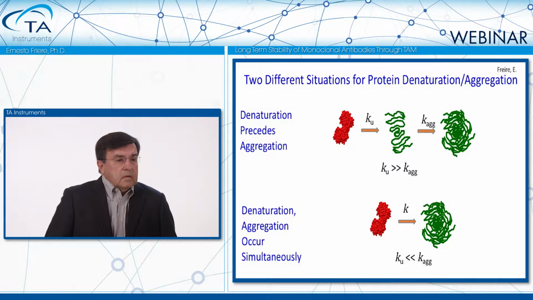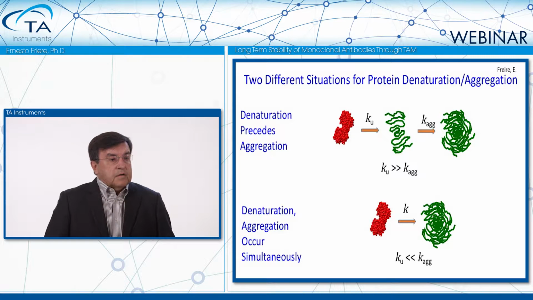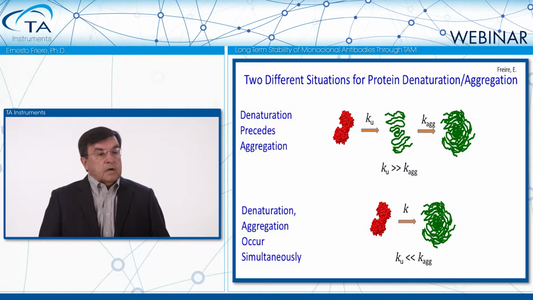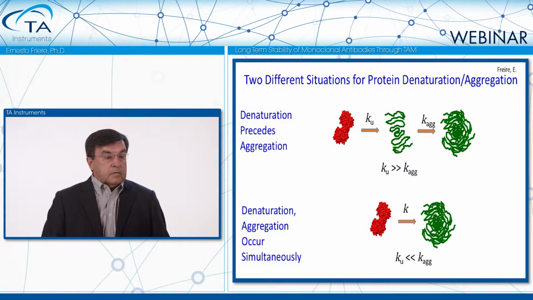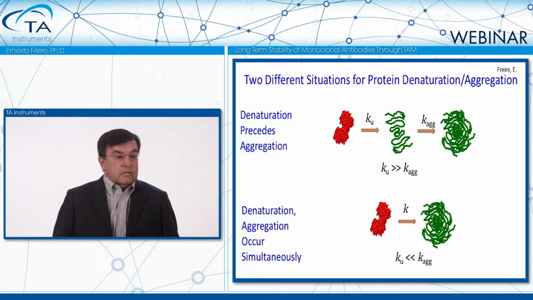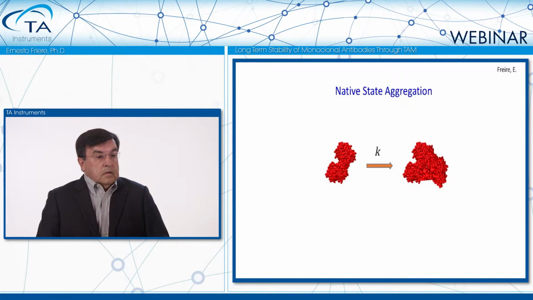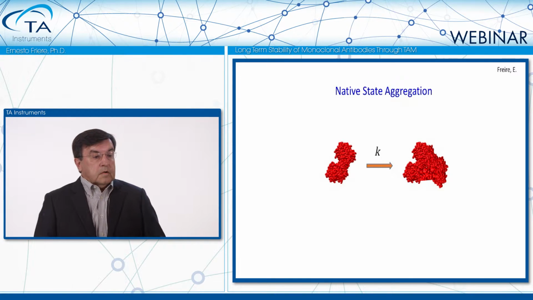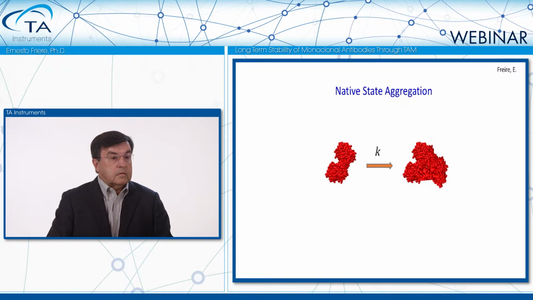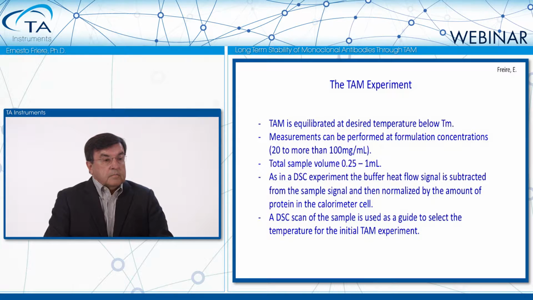So you can think of different scenarios that can occur. For example, if the denaturation is much faster than the aggregation, the 2 processes will be separated in time. You will have protein that is denatured, and after a while they will aggregate. Or if the aggregation constant is very large, or larger than the denaturation constant, then everything will occur in one step. Also, as I say, there could be native state aggregation, in which case something like that can occur. So how does a TAM experiment proceed?